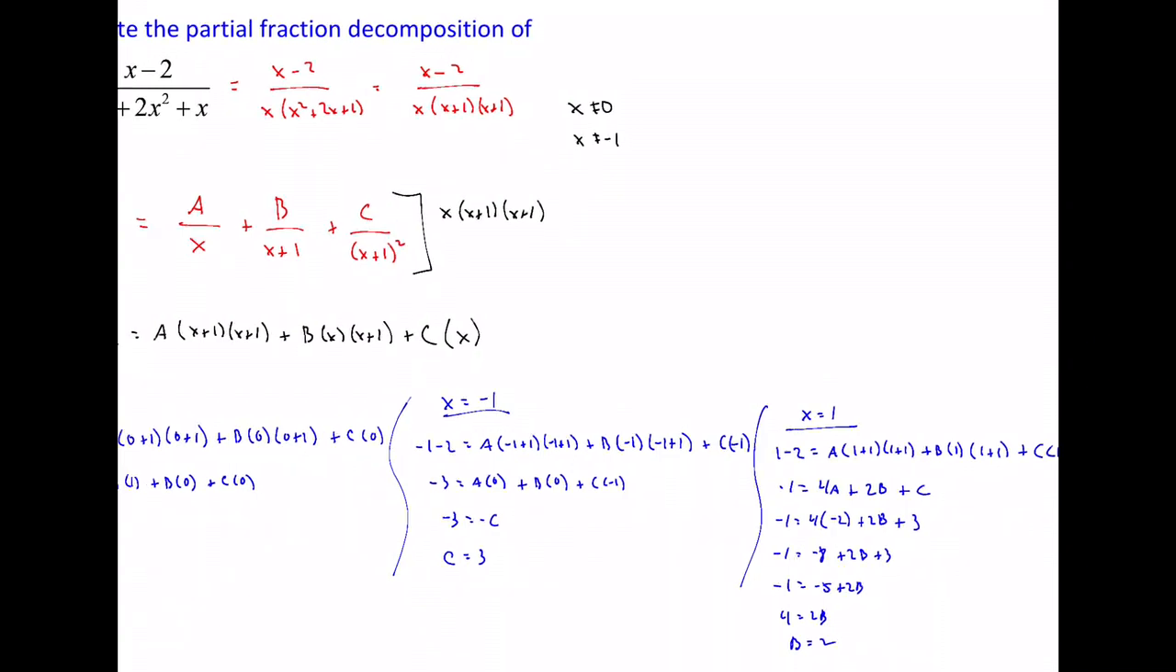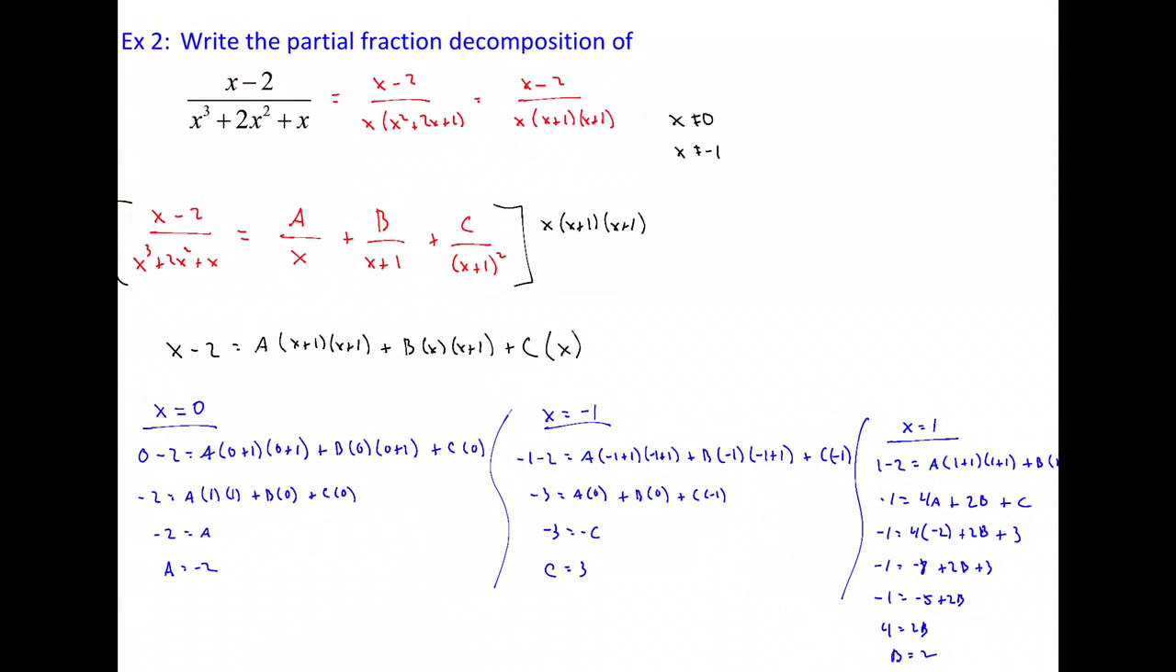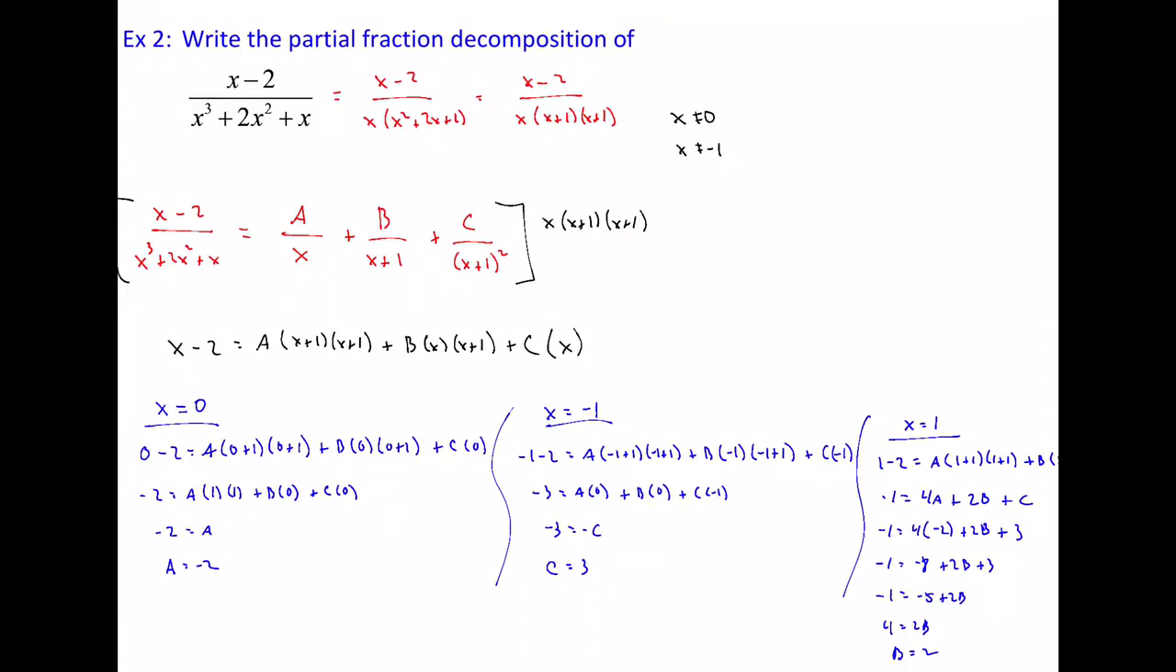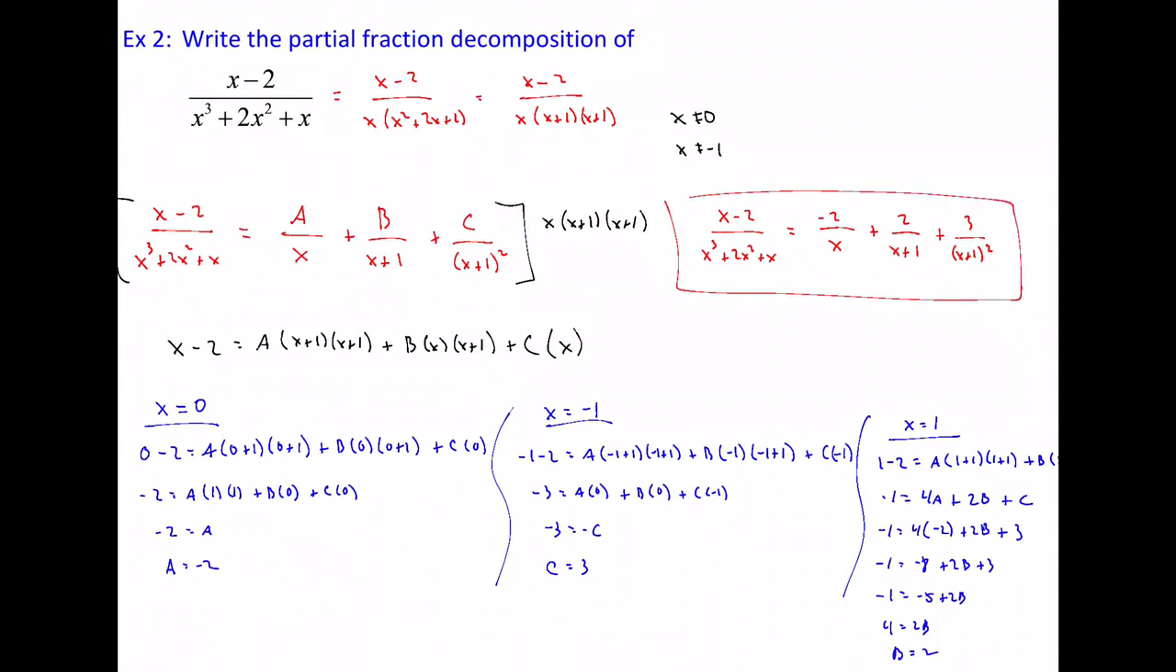So our final answer for this one, now that we know what a, b, and c are, we will now say that x minus 2 over the original x cubed plus 2x squared plus x is equal to, a had a value of negative 2, so that's negative 2 over x, plus b had a value of 2, so that's 2 over x plus 1, plus c had a value of 3 over x plus 1 squared. So that one's a little different, but still the same process that you go through.